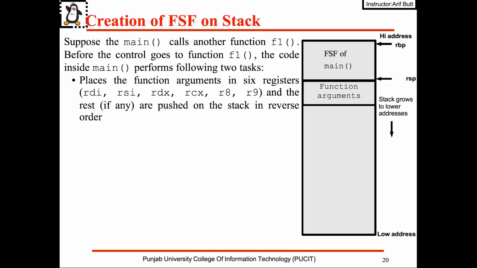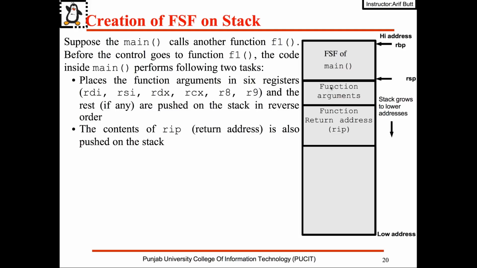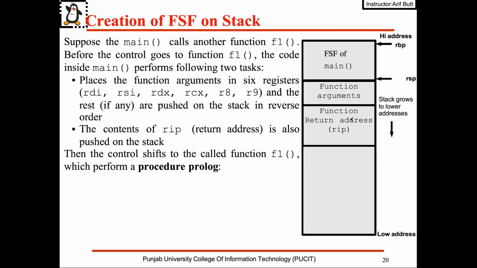The first is, it places the function arguments in 6 registers RDI, RSI, RDX, RCX, R8 and R9, and the rest, if any, are pushed on the stack in reverse order. The contents of return address is also pushed on the stack. Then the control shifts to the called function f1, which performs a procedure prologue. The first instruction of procedure prologue is push RBP. That is, this address is saved inside the stack over here.